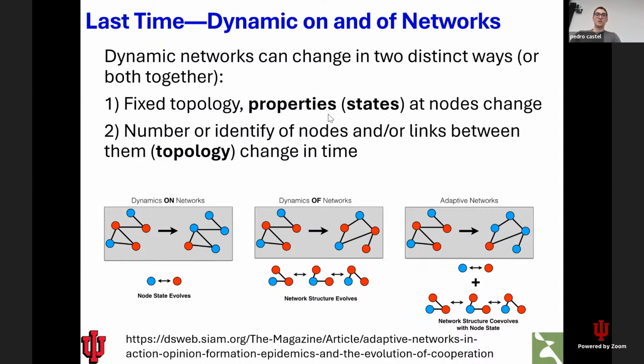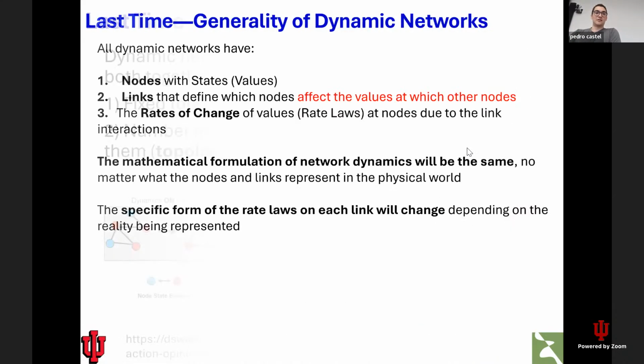Last time we also discussed dynamics. Dynamics on the network means that the states of the nodes are changing, and the dynamics of the network is how the network itself is changing, which means the topology, how the nodes are linked. Okay, all good. Next.